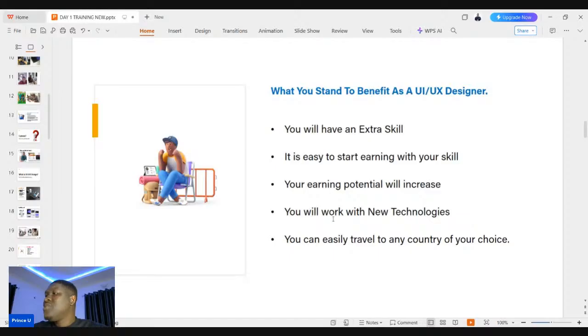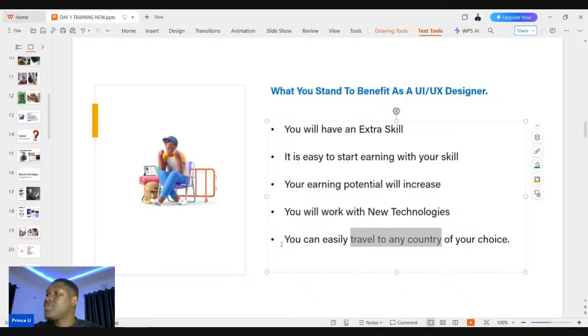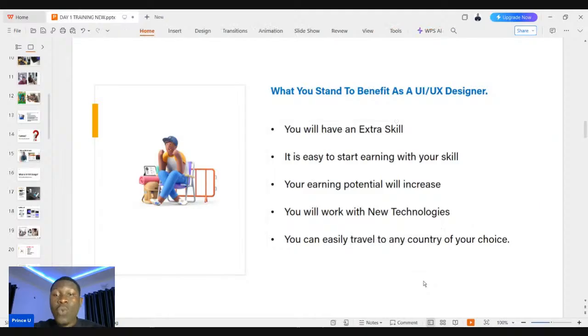You will work with new technologies. I've experienced this also. Working for white people, collaborating with some elite teams and all of that. I've learned some new technology that has helped my journey. Oh, this one is not my experience yet, though. I will not lie. But trust me, I know people that have traveled. You can easily travel to any country of your choice. Once your earning capacity has gone high, let's say you have earned $50,000, you can leave Nigeria.